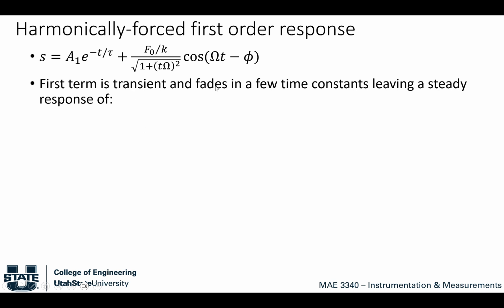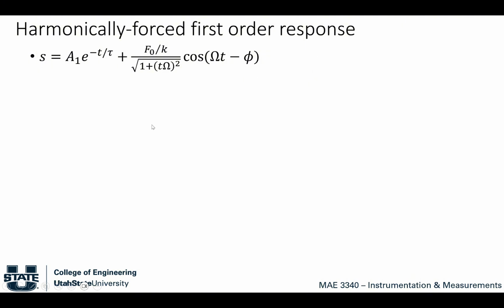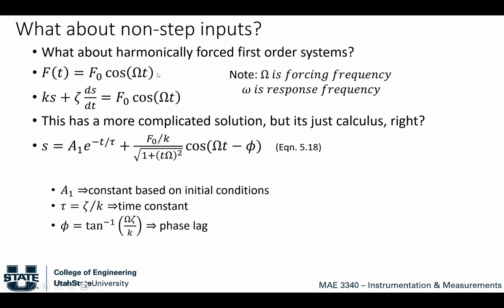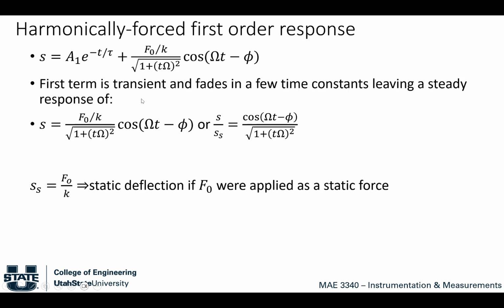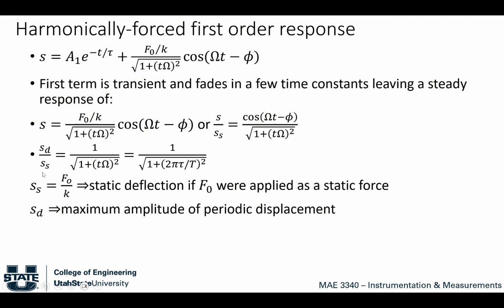So the first term is transient, and it fades in a few time constants, leaving a steady response of this. So what that means is we first start oscillating it at this rate, and then that time constant is going to start fading out, and we're going to end up with something that looks like this. And so for static deflection, our initial force that we applied is a static force. So now we can calculate out the maximum amplitude of the periodic displacement.